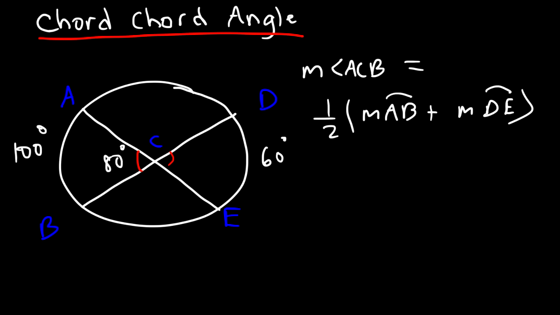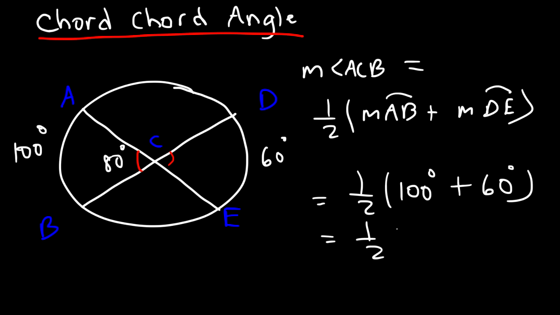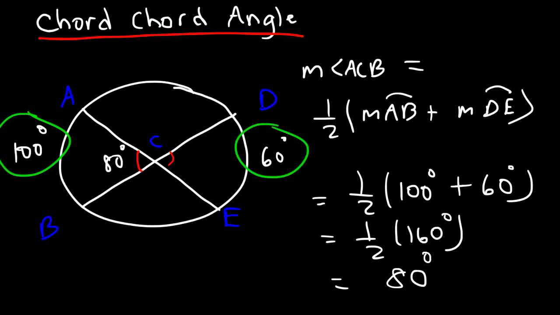So if you use the formula, it's going to be 1/2 of arc AB, which is 100, plus arc DE, which has a measure of 60. So 100 plus 60 is 160. And 160 divided by 2 is 80. So a chord-chord angle has a measure that's the average of the two intersecting arcs.